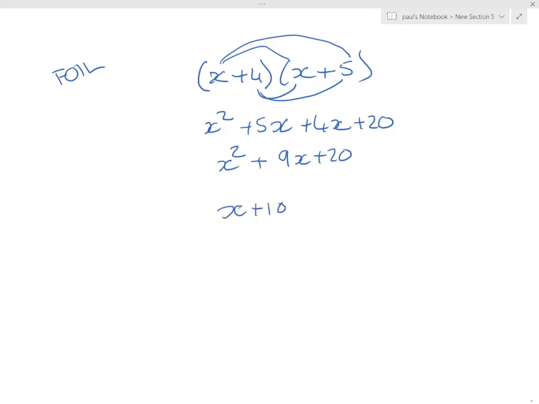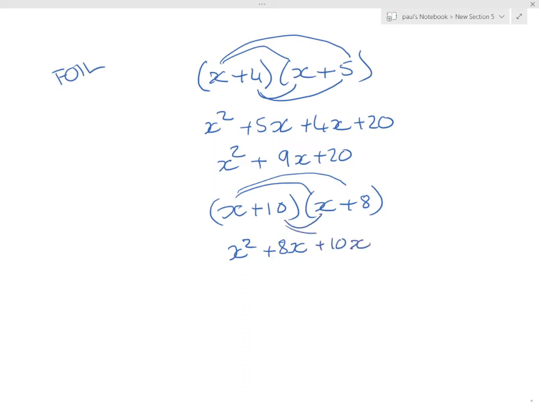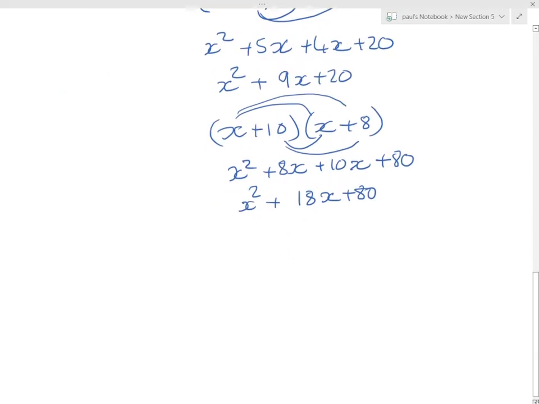x plus 10 and x plus 8. So you can always pause and have a go before I do this. So x times x is x squared. First, outside, x times 8 is 8x. Inside, 10x. Last, 80. 18x in the middle, plus 80, plus x squared. We will be going back the other way in a later lesson.